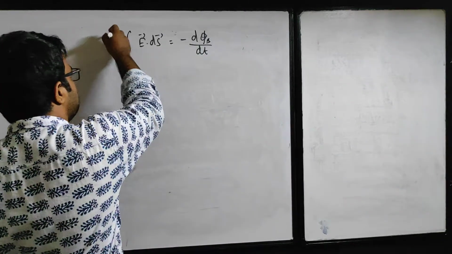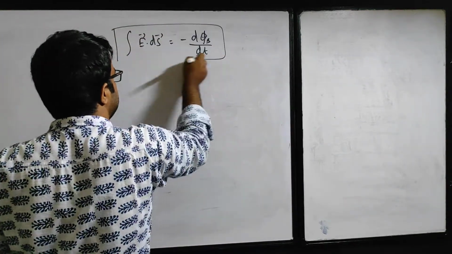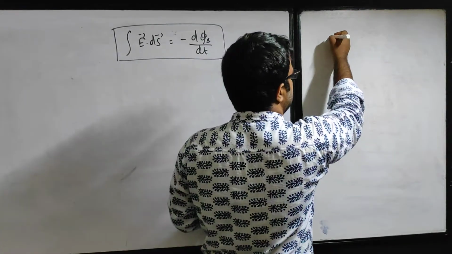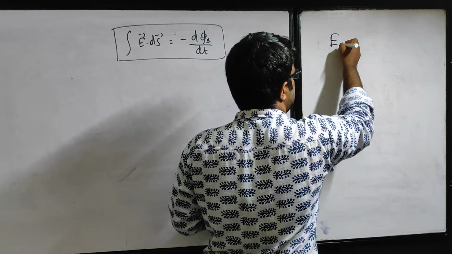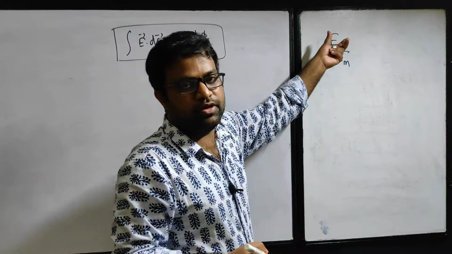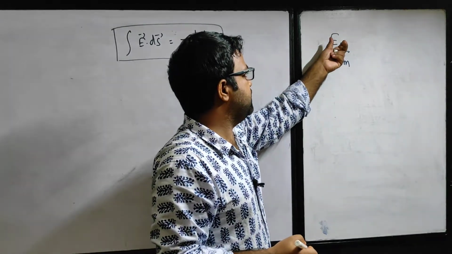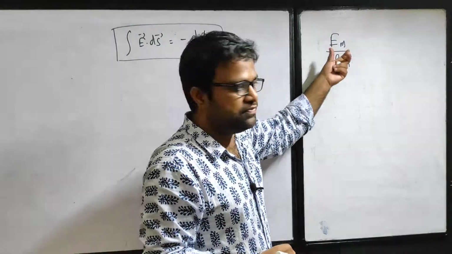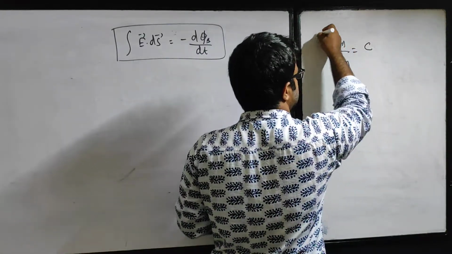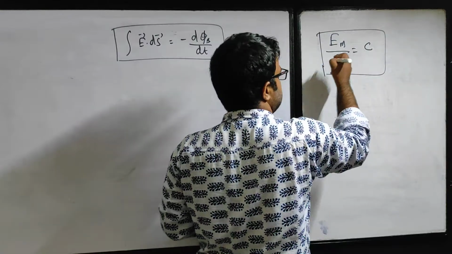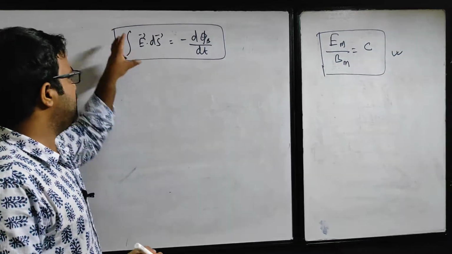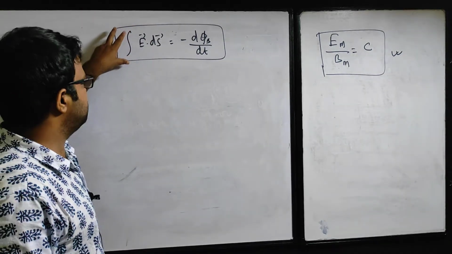Now what will we prove from this relationship? We will prove that Em by Bm, the ratio of the amplitude of the electric field to the amplitude of the magnetic field, is equal to a constant, that is c. So this is what we are going to prove today, and we'll start from this.